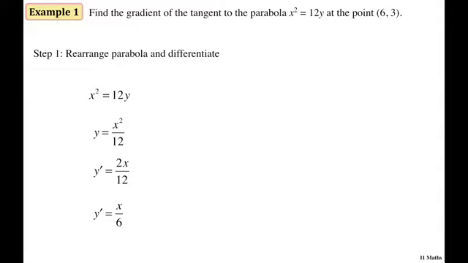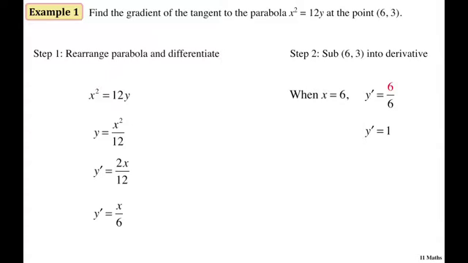Now, we have a point. The point is 6, 3. The x value is 6. So what we're going to do is plug x equals 6 into our derivative. The derivative is y dash equals x over 6, so x is replaced with a 6. 6 over 6 is 1, so the derivative is 1. That means for the parabola x squared equals 12y, at the point 6, 3, the tangent has a gradient of 1. And there's the first one answered.